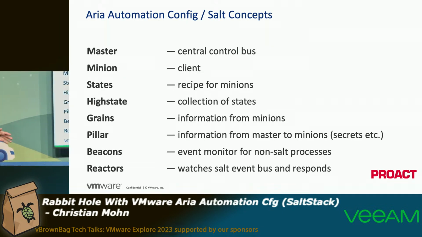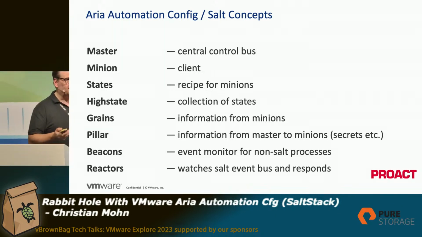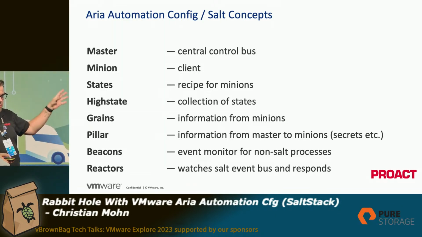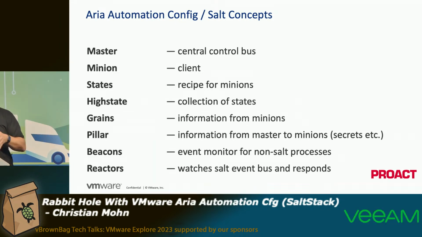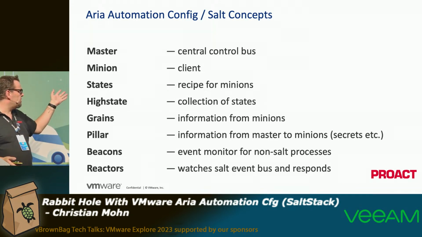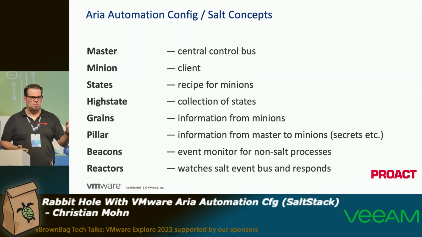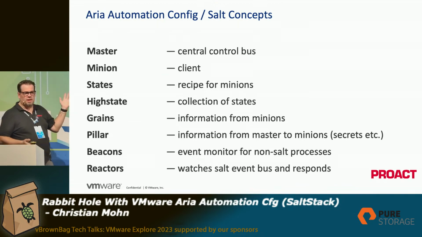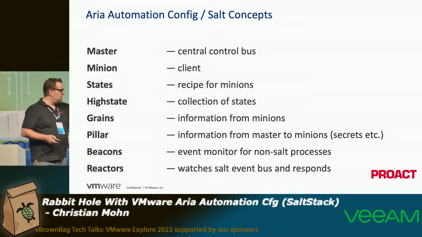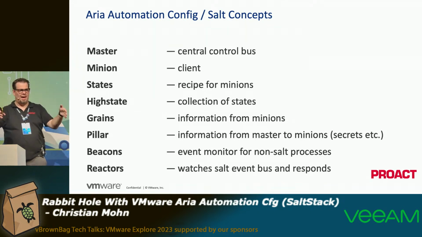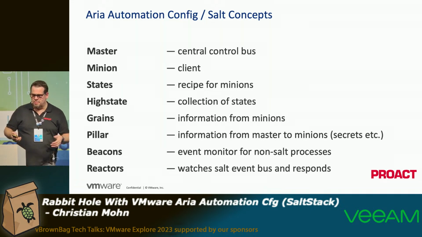These are the core pillars or concepts in Salt. You have the master, which I mentioned, the central control bus. That's where all the action happens. That doesn't happen on the minions. The minion is the client or agent. And then you have something called a state, which is basically a recipe for something you want to happen on a minion. The minion can be different OSs or different kinds of equipment. I'll get back to that. But it's a recipe to do something on a minion. A high state is a combination of states combined into an overlaying high state. This is what you want all these minions to look like. So it's a collection of states.